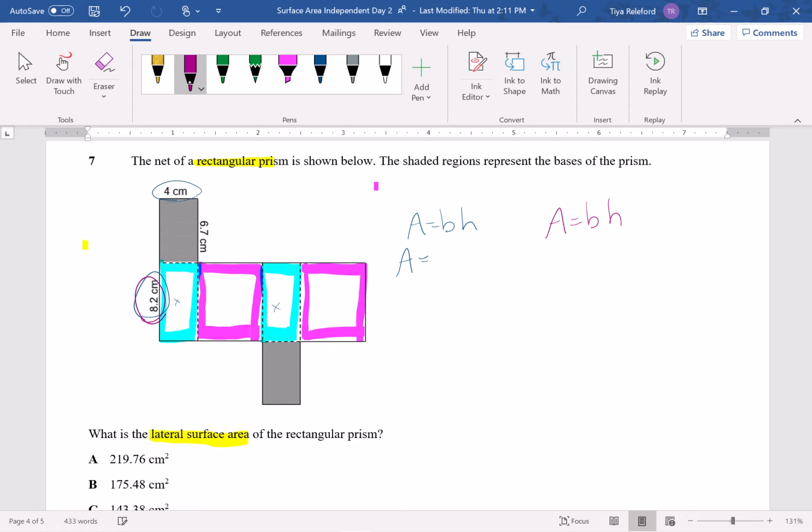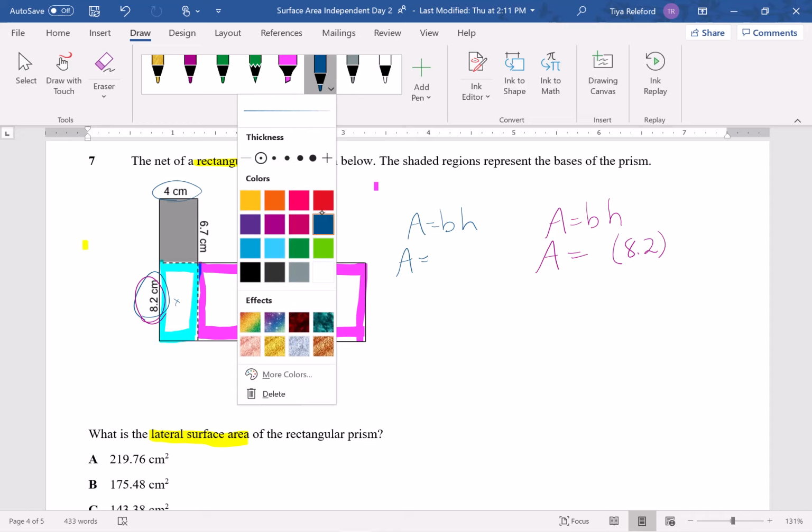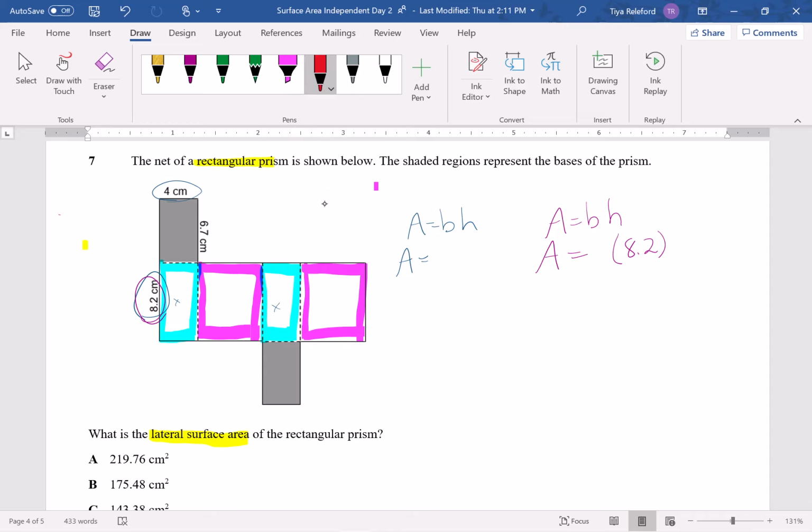So the height for the pink rectangle is 8.2. The tricky part is figuring out the base. Now remember, you have to imagine this is going to get folded up into an actual 3D shape, which means this side here is going to fold down and touch this side here. So the base is 6.7. And then make sure that gets put in both pink rectangles, your answer.